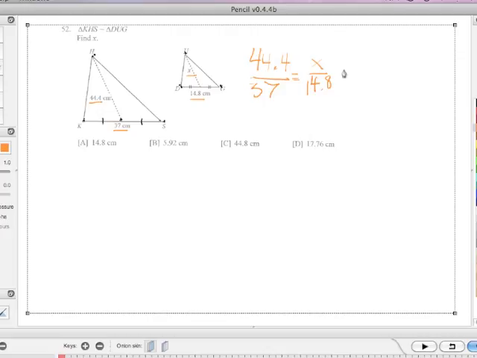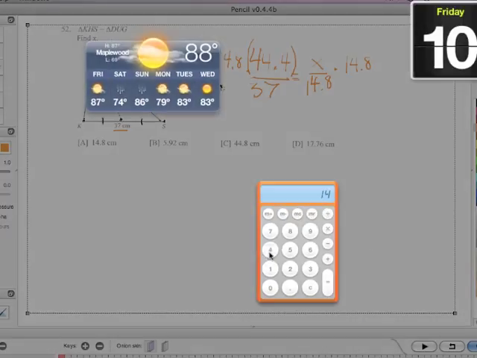And this is just a straightforward algebra problem. Now multiply both sides by 14.8. Again, I don't see a fast way to do this in my head, so I'm going to have to run to the calculator like a baby. 14.8 times 44.4, divided by 37. 17.76, there we go.